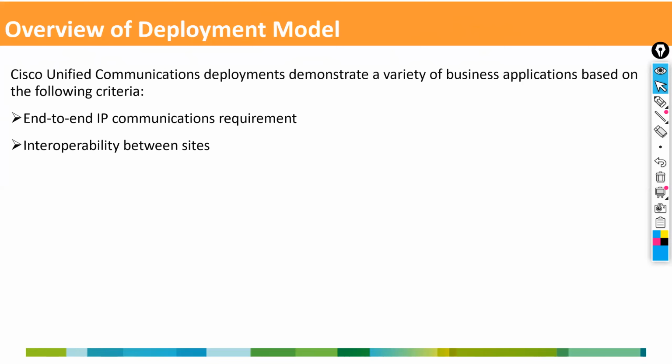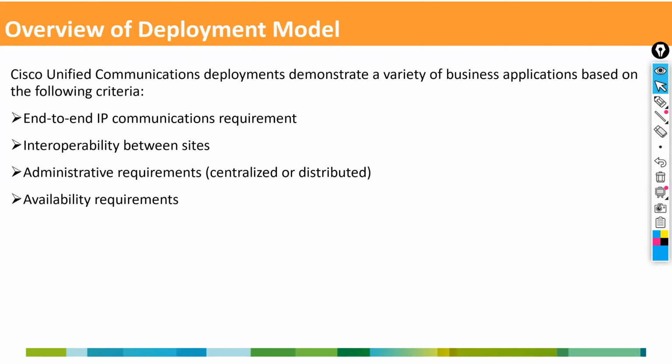Next, interoperability between the sites. You have multiple sites and you want to communicate between those sites. Multiple sites means Bangalore, Singapore. Next, administrative requirements, centralized or distributed. How do you want to manage these networks? Next, availability requirement. Suppose if one server goes down, another server should be there as a backup.